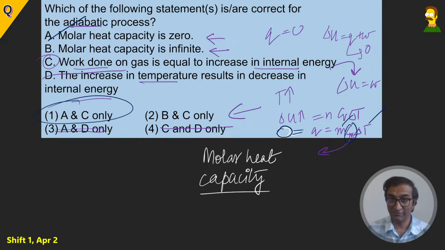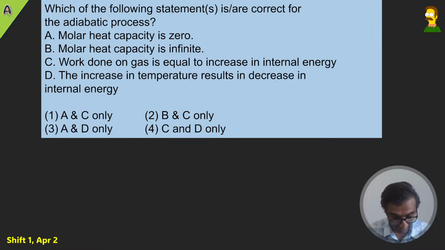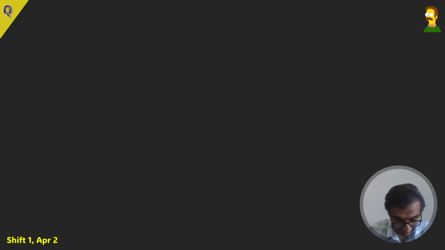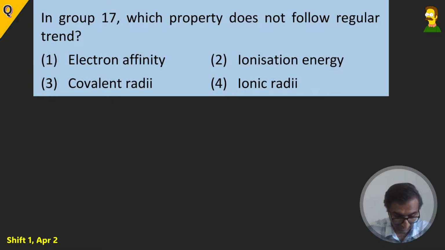And I like some of these questions, so मुझे मजा आ रहा है इसको करने में. So, this is the right answer I feel इसके लिए. Let's move on to the next one. Okay, interesting question. One random question, one good question. Okay. This one is okay. No gripe against this question. It's all right. In group 17, which property does not follow regular trend?